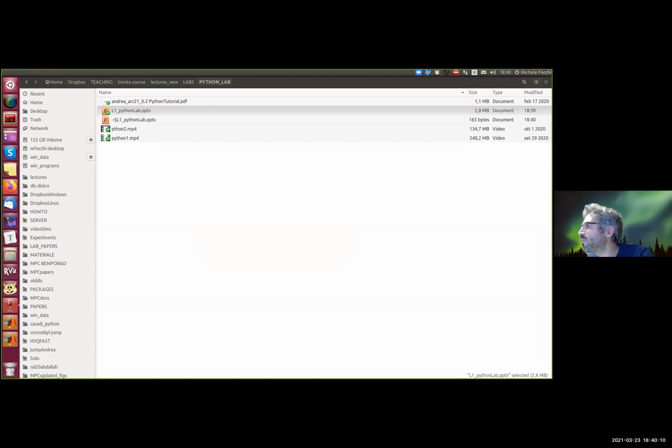In the meanwhile, I upload the Python lab. It's called L2 Python lab. It was called L1 Python Lab because it was supposed to be first. Now it became L2, so I changed it.